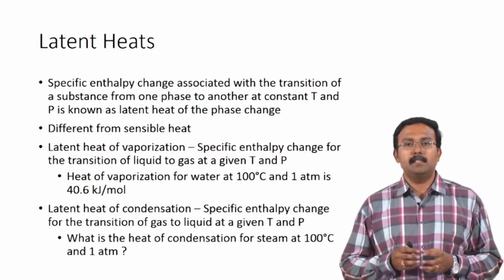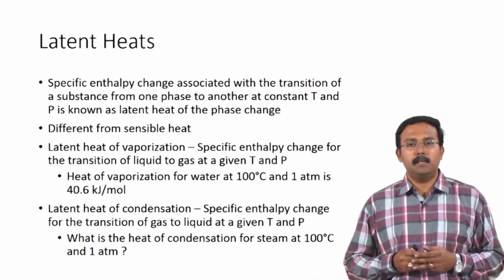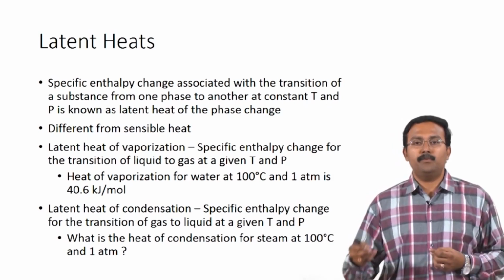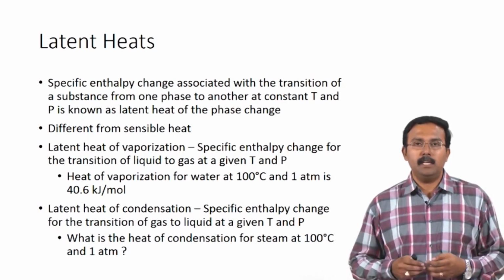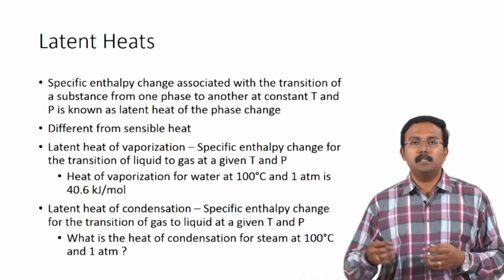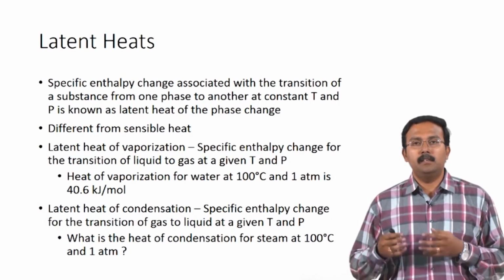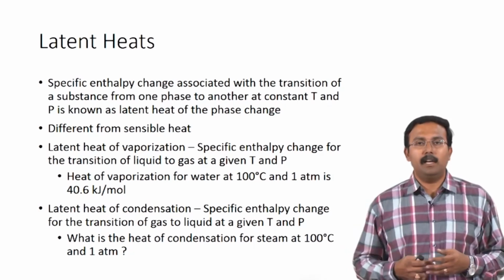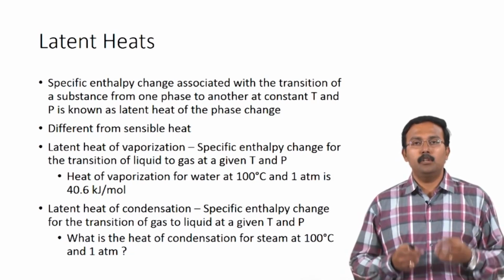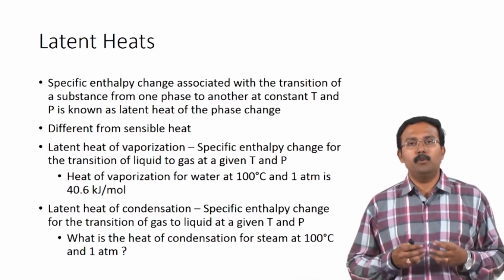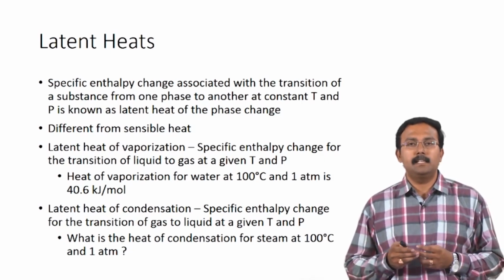Latent heat of condensation is the specific enthalpy change of transition of gas to liquid at a given temperature and pressure. Now that I have given you the heat of vaporization for water at 100 degrees Celsius and 1 atmosphere, can you identify what would be the heat of condensation of steam at 100 degrees Celsius and 1 atmosphere? The process is the reverse of the first process, which means the enthalpy change associated would be the negative of the value given. So, the heat of condensation would be the negative of the heat of vaporization. The numerical value for heat of condensation of steam would be minus 40.6 kilojoules per mole when the steam is condensing at 100 degrees Celsius and 1 atmosphere.